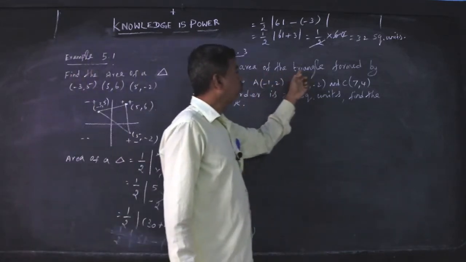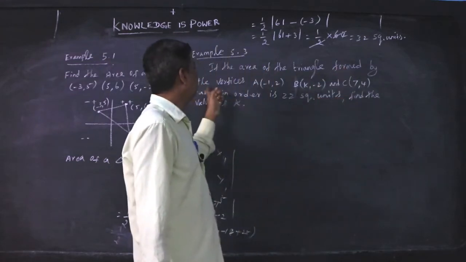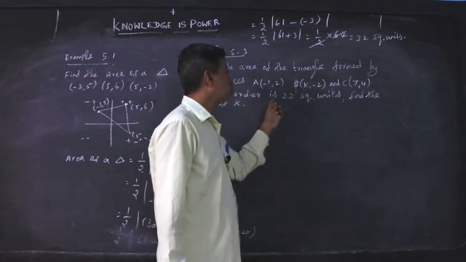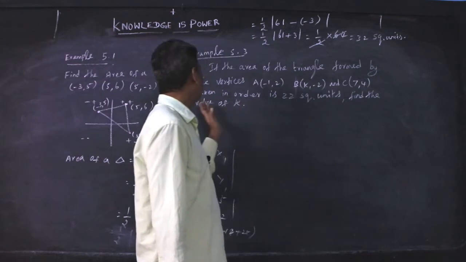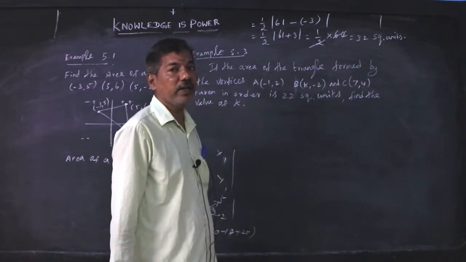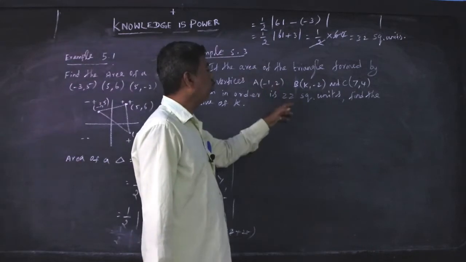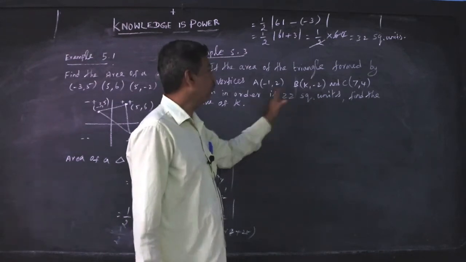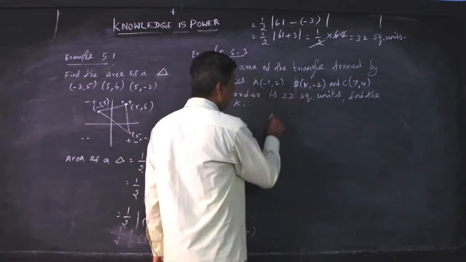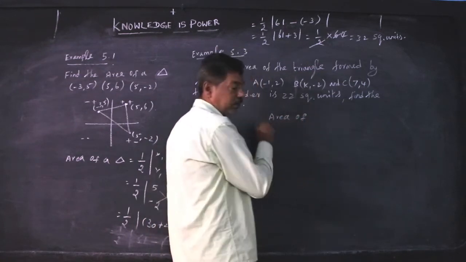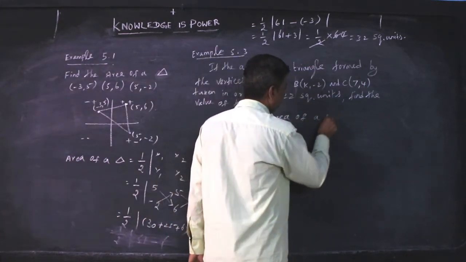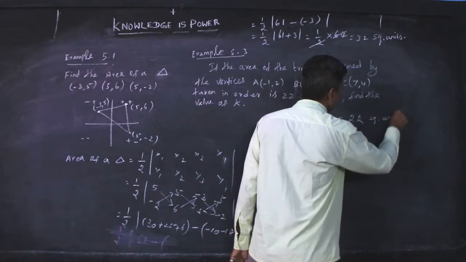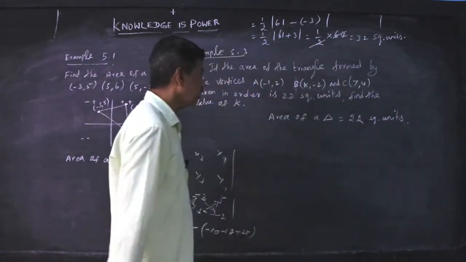If the area of the triangle formed by the vertices A, B and C taken in order is 22 square units, find the value of K. Find the value of K. They have given the area. What is that? 22 square units. Now we have to follow another method. The area of the triangle is equal to 22 square units. It's clear?